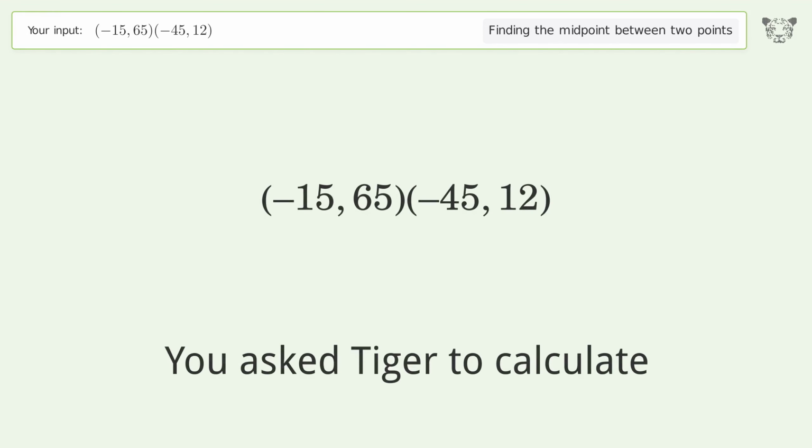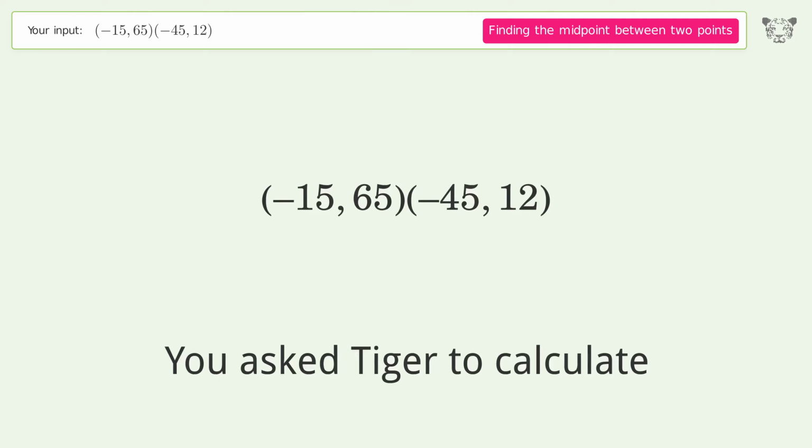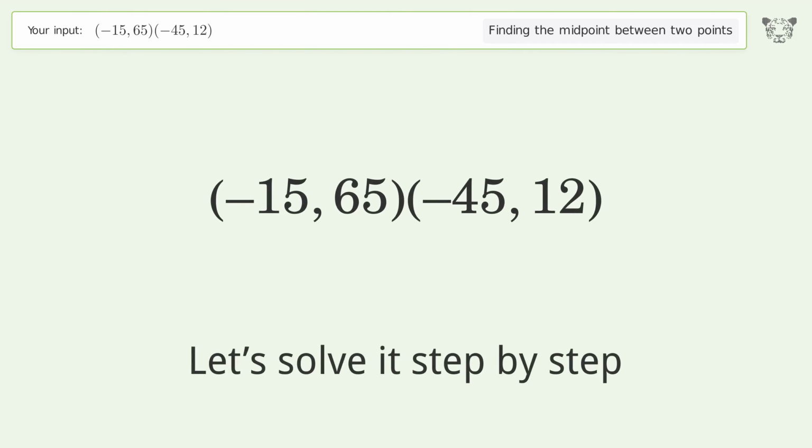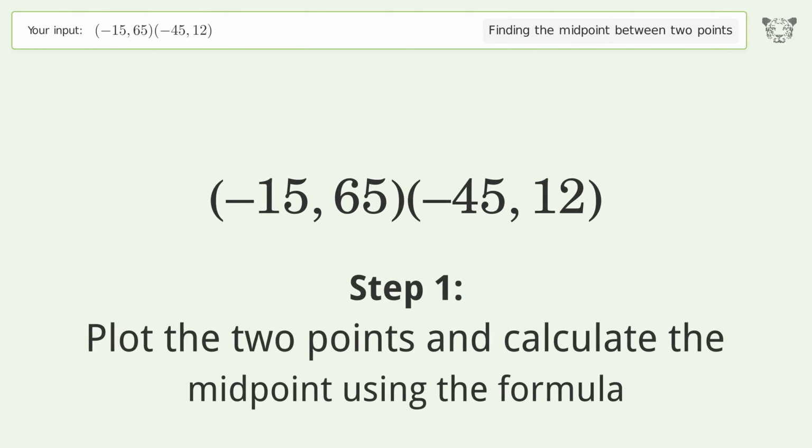You ask Tiger to calculate. This deals with finding the midpoint between 2 points. The midpoint between the 2 points is negative 30, 38.5. Let's solve it step by step. Plot the 2 points and calculate the midpoint using the formula.